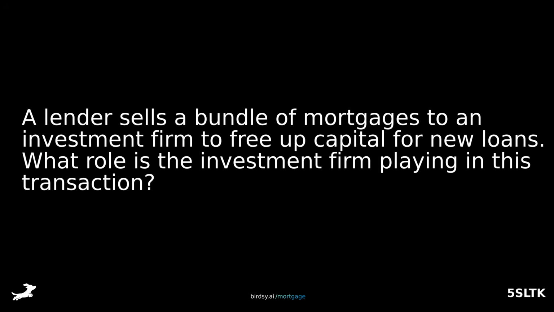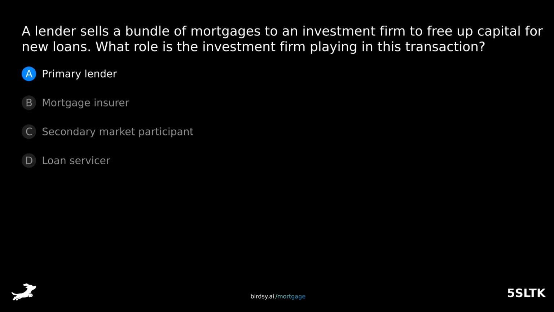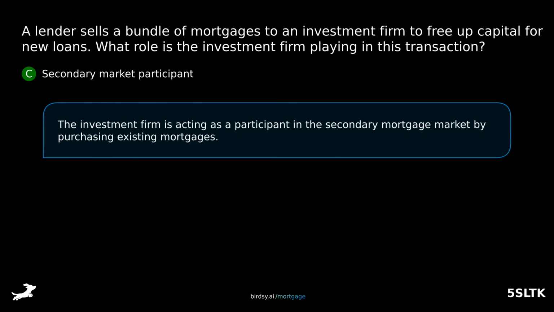A lender sells a bundle of mortgages to an investment firm to free up capital for new loans. What role is the investment firm playing in this transaction? Is it A, primary lender, B, mortgage insurer, C, secondary market participant, or D, loan servicer? The answer is C, secondary market participant. The investment firm is acting as a participant in the secondary mortgage market by purchasing existing mortgages.